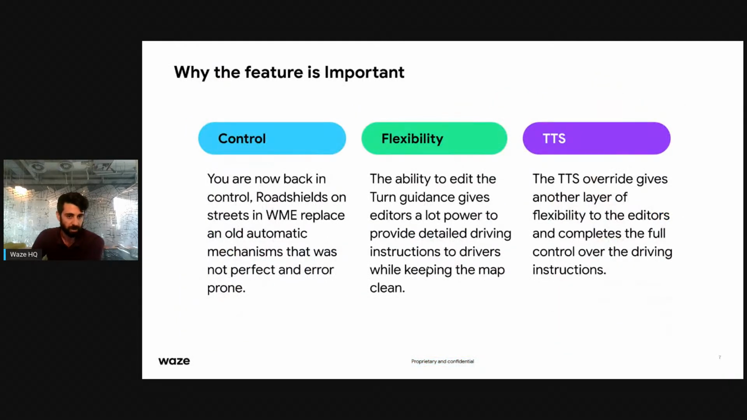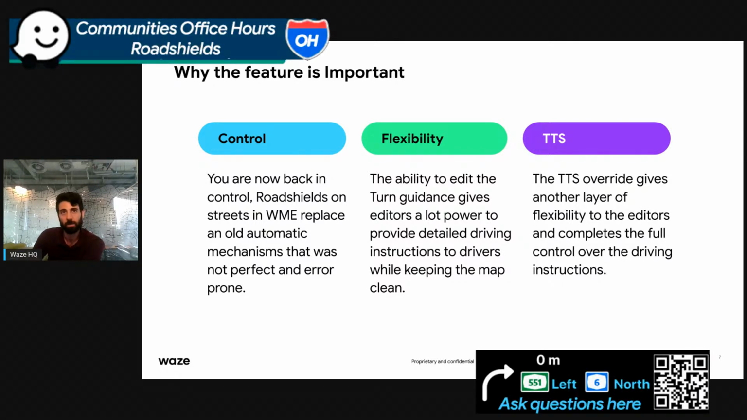So why is the feature important? As I said before, this gives back control to the editor, so you can see Roadshield on street in WME, and we are replacing a really old system that was not perfect at all. Second, we're giving flexibility to the user.